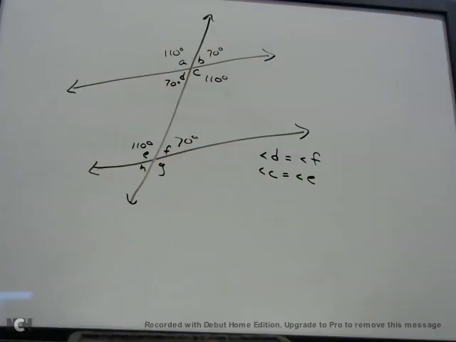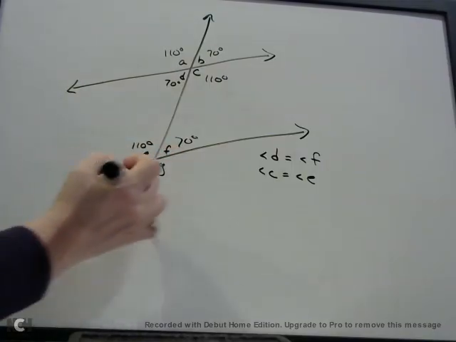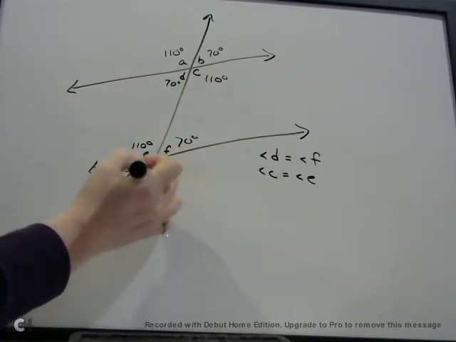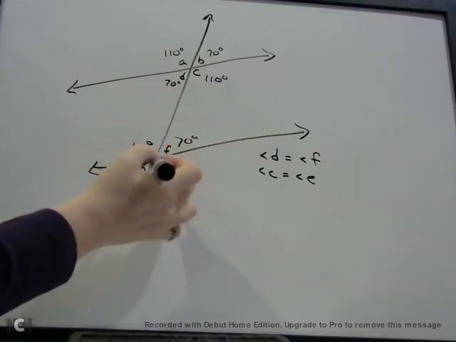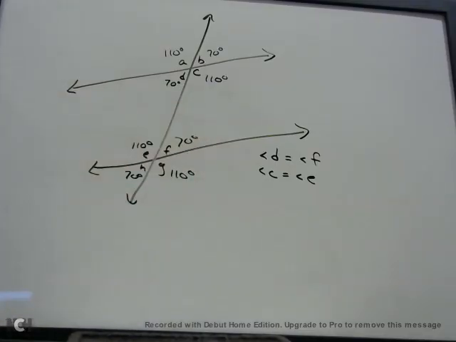That's key to know, because again, once we have one of these angles, now we know all the rest. Once we know F is 70, we know H is 70. We know E has to be supplementary, so it's 110. Once we know E, we know G is 110.